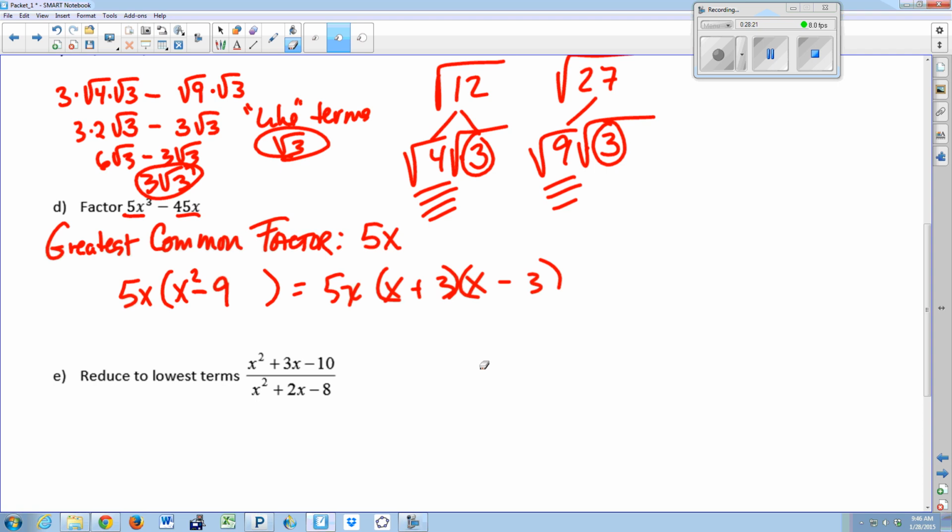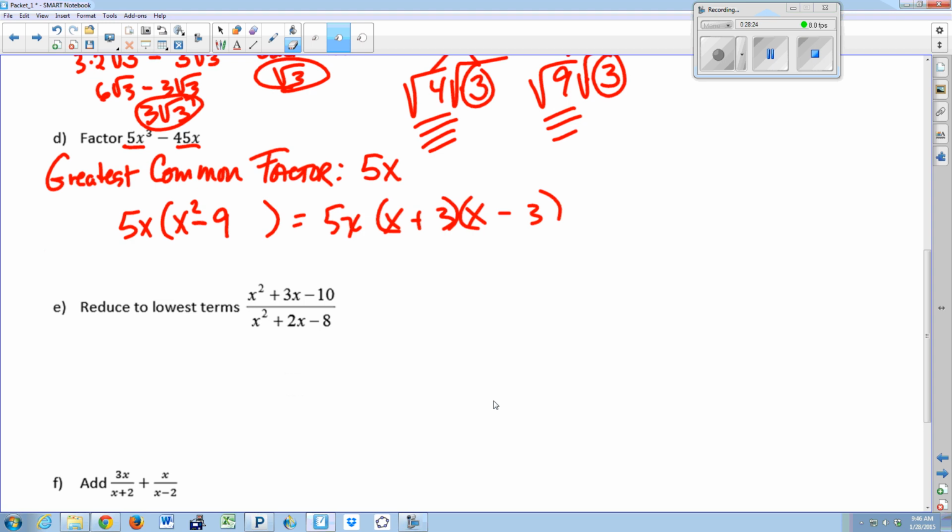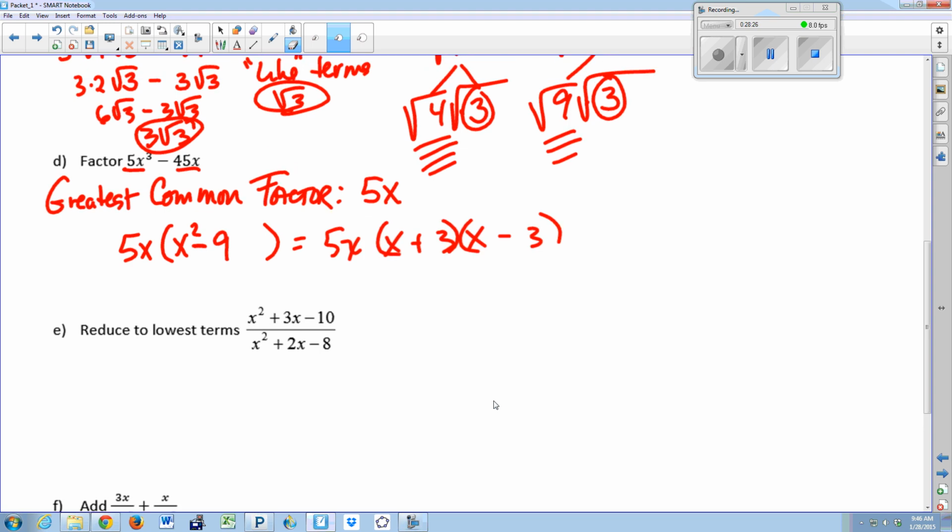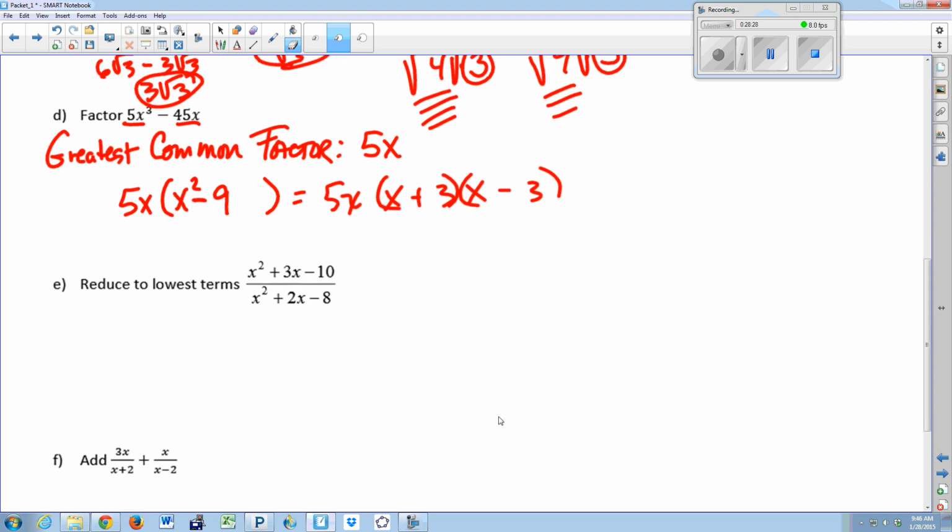Hopefully some of this is coming back from your 096 days or high school or whatever. It's a little rusty for some of us. Okay, reduce to lowest terms.